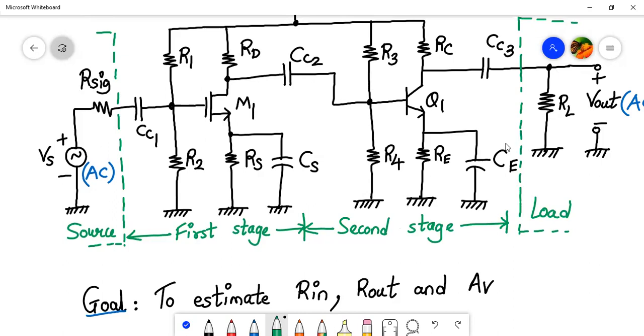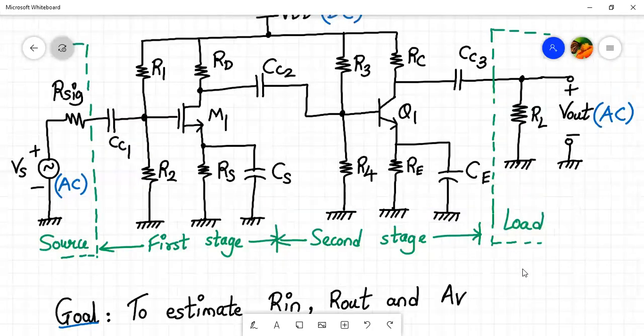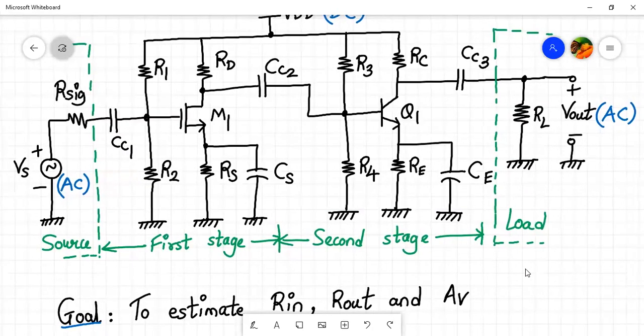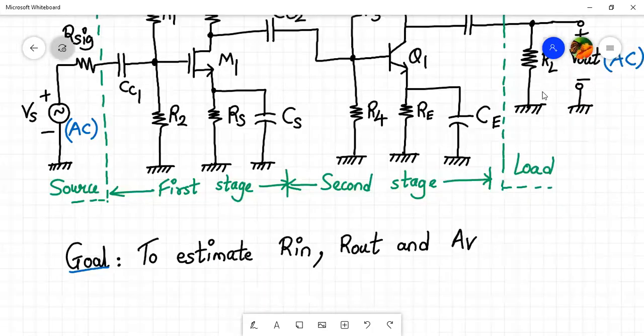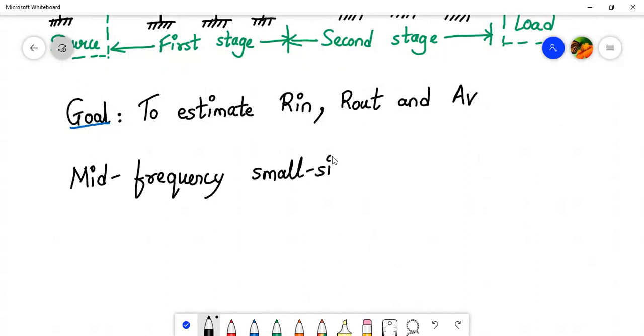Now let us start with the analysis to estimate the R in, R out, and AV. For that, we have to draw the mid-frequency small signal equivalent circuit. So let us start, and let me write it down over here that we have to draw the mid-frequency small signal equivalent circuit for this cascade amplifier.